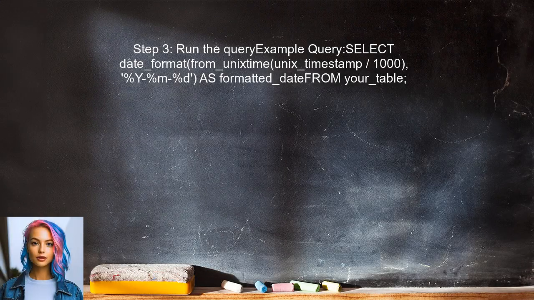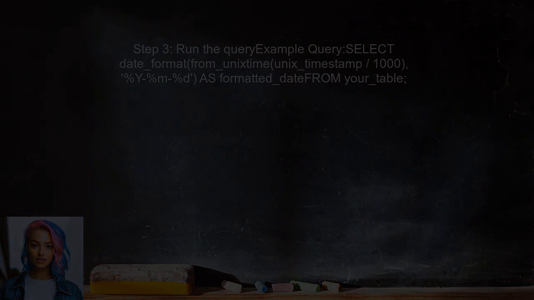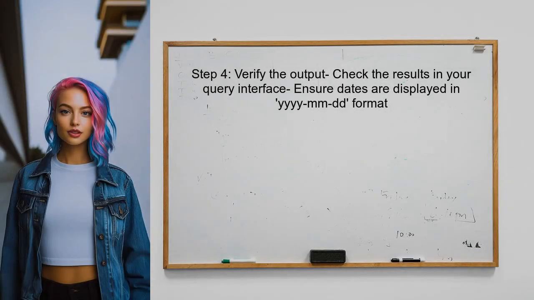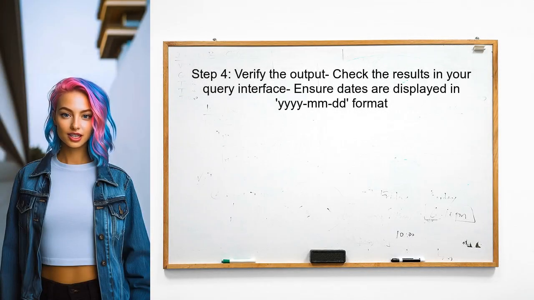After formatting the date, the user can run the query to retrieve the results. This will display the timestamps in the YYYYMMDD format as required. Finally, the user should verify the output to ensure the dates are displayed correctly. They can check the results in their query interface.